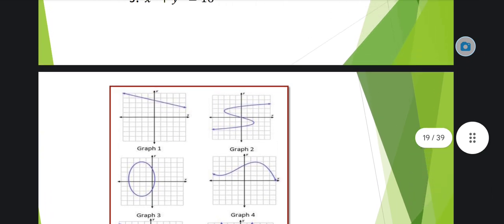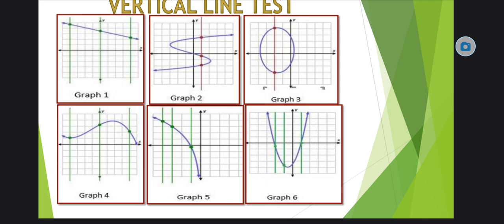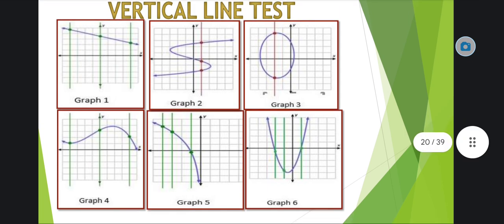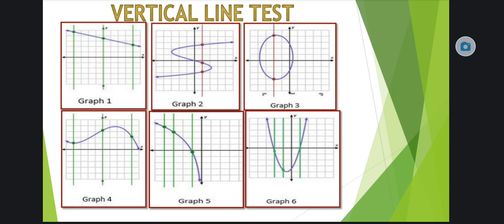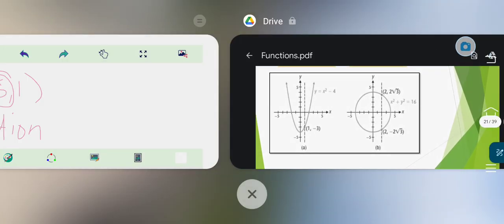So we can also use the vertical line test to test whether it's a function. Vertical means upright. If it only crosses one point, if it intersects at one point, then it is a function. So for graph 1, you draw a vertical line. Okay, I'll draw another.